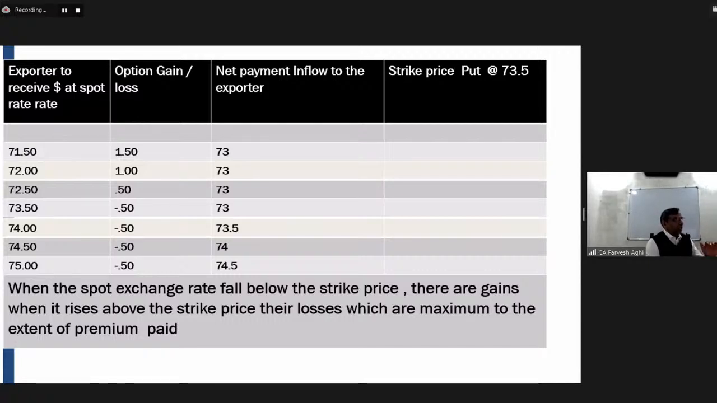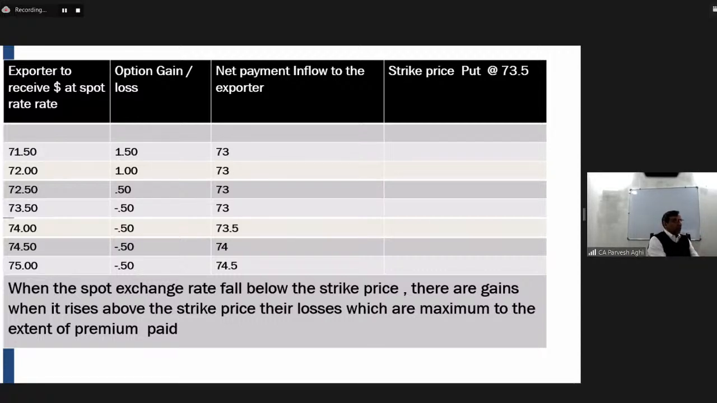So he's protected if the dollar depreciates. He has a hedge at 73, but he has an advantage if the dollar appreciates. He will be just paying the premium, the cost. Otherwise, all the benefit will accrue to him. So he makes money. Okay, I hope you have followed. Just look at the slide once again.